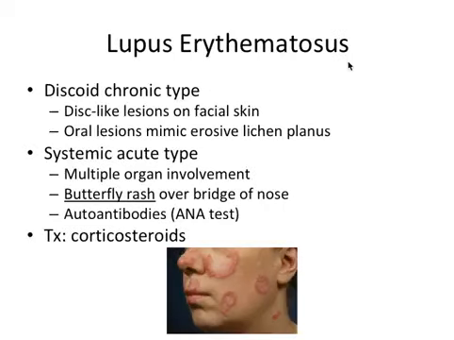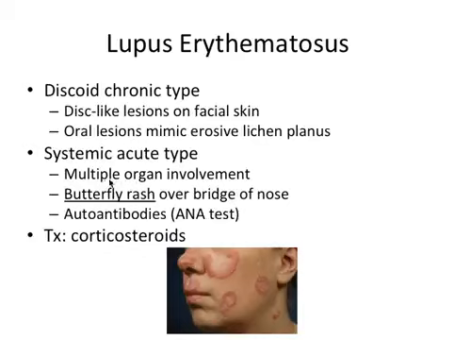Next, we have lupus erythematosus, or just called lupus. Again, you're kind of getting a theme here. We have multiple types for each of these conditions. This one, we have the discoid chronic type is the first one we'll talk about, and this involves, conveniently enough, disc-like lesions of facial skin, which we can see in this picture here, these discs manifesting on the facial skin. There are also oral lesions that actually mimic the appearance of erosive lichen planus that we just talked about.